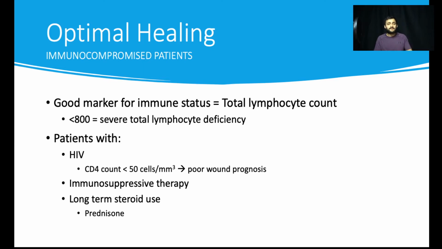Now, moving on to other types of immunocompromised patients, what we think about as a good marker for the immune status of a patient is their total lymphocyte count. And we say that anything less than 800 is going to be equal to a severe total lymphocyte deficiency. Now, of course, a mild deficit is somewhere between 1200 to 1800, right? But we also need to think about other things like patients with HIV, right? We're going to look at their CD4 count, and we'd say that they have a pretty poor wound prognosis if they have less than 50 cells per cubic millimeter, right?